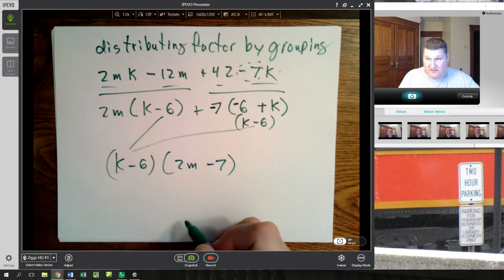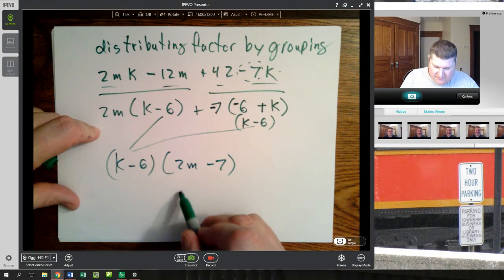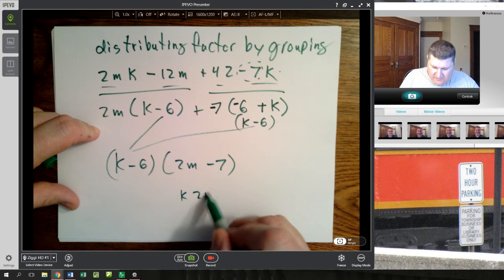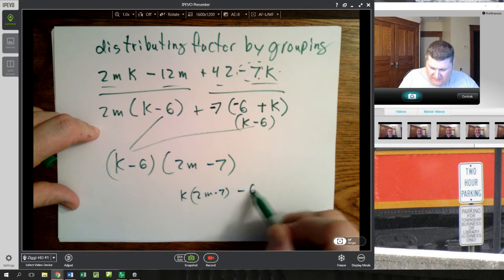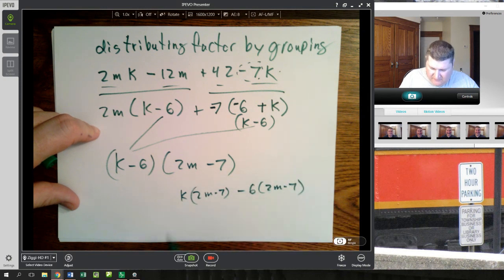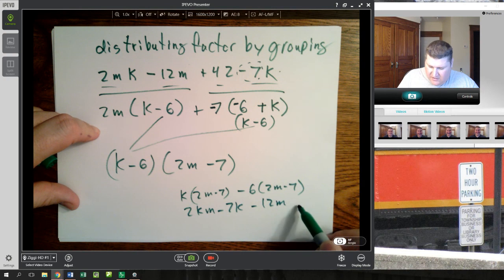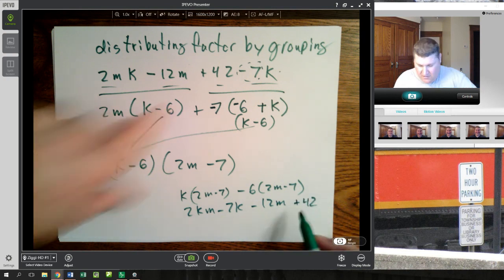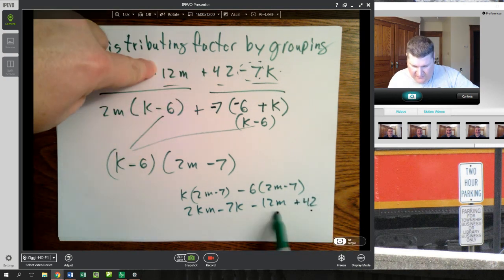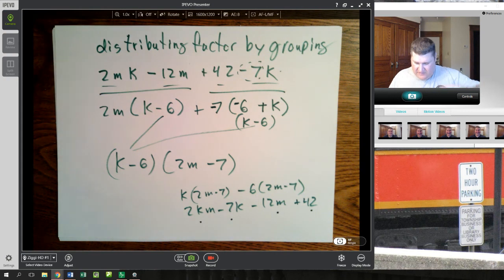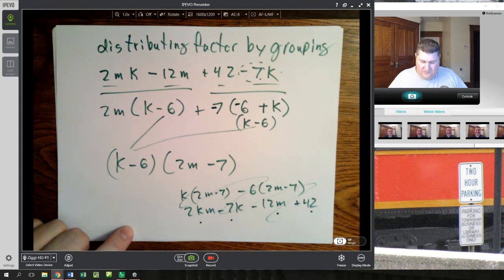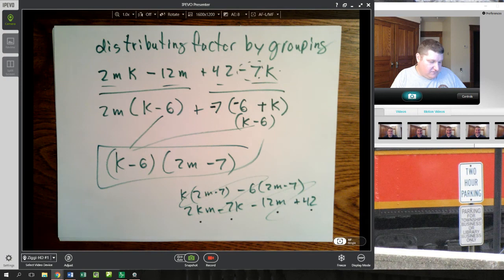If you don't believe me, let's put them back together real quickly. K times 2m minus 7 minus 6 times 2m minus 7. So I have 2km minus 7k minus 12m plus 42. Positive 42, negative 12m, negative 7k, 2mk. I agree, it does work, so that's all good. There's my answer. So that's factoring by grouping, even with additive inverses.